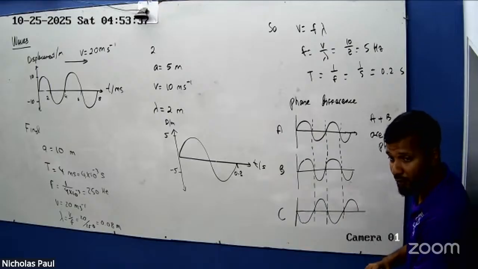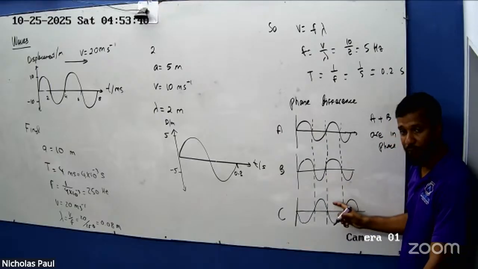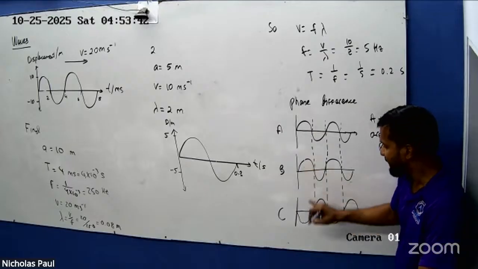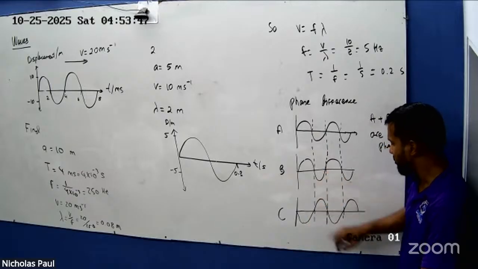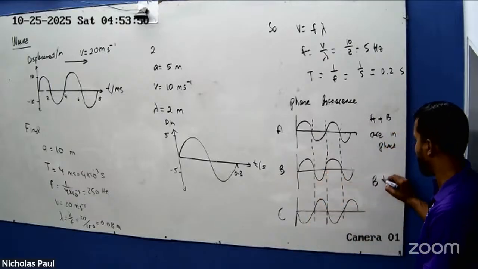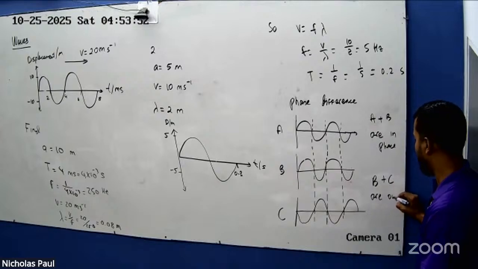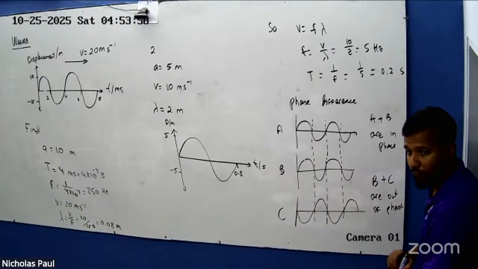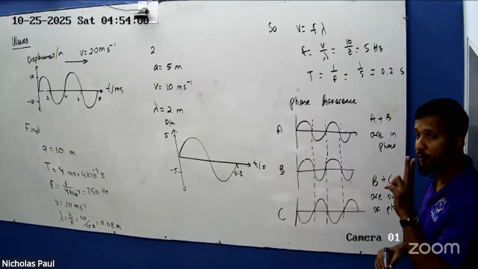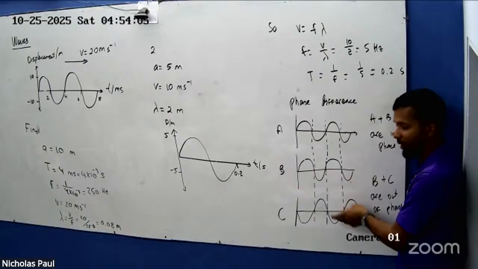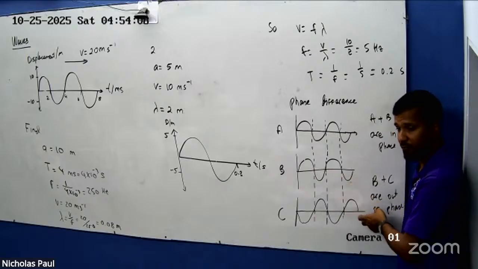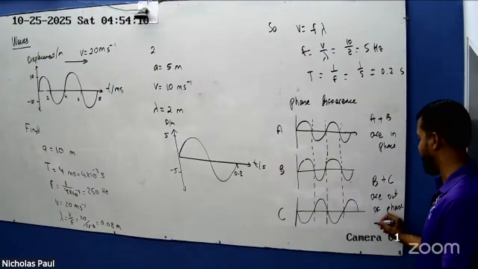But look at these here. Crest meeting a what? Trough. Trough meeting a crest. These waves, B and C, are out of phase. So you have to learn two types of phases: in phase and out of phase. This is in, this is out. To be exact, they are out of phase by 180 degrees.